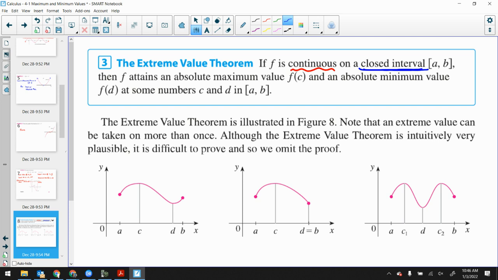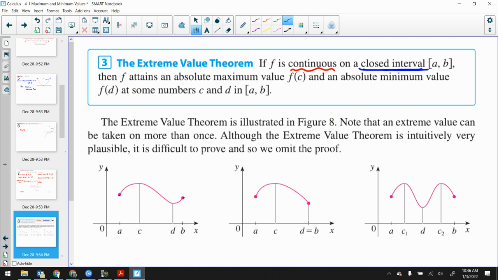Okay? This is kind of an illustration here for you. If you've got a closed interval a to b, however it varies in between there, there must occur an absolute maximum and an absolute minimum within that. The extreme value theorem is illustrated in this figure down below.